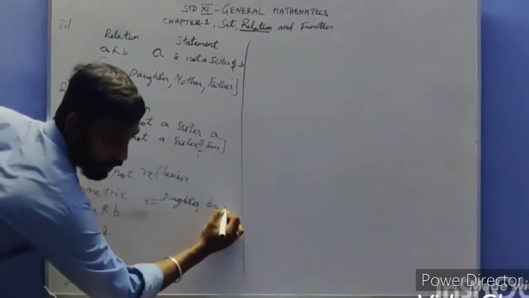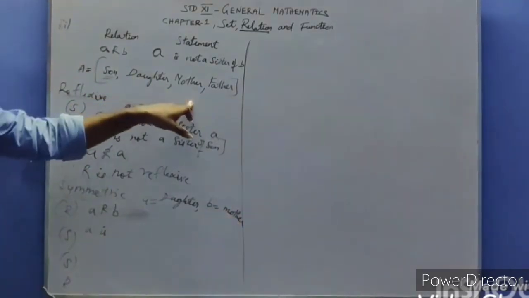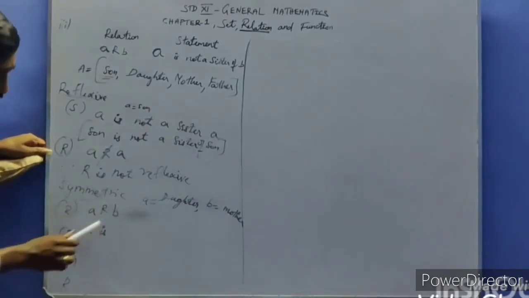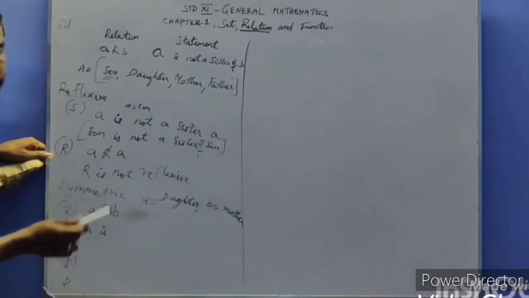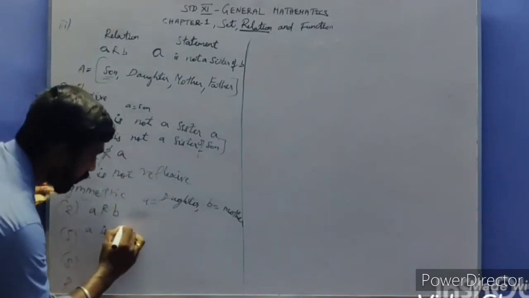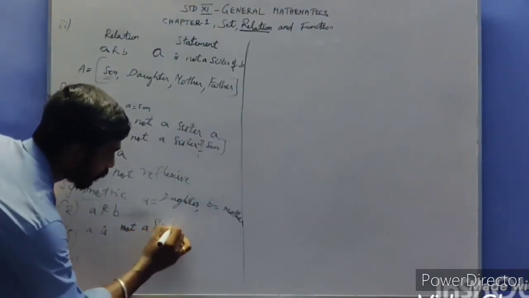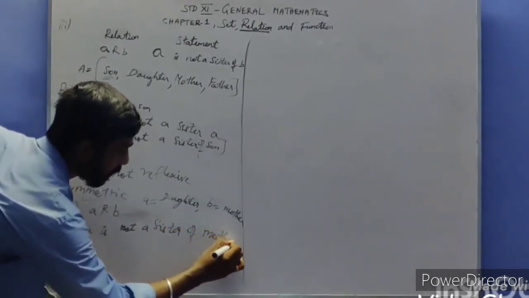B is equal to mother. Don't assume it like this. A is equal to daughter, B is equal to mother. This one is case 1. So here A is related to mother because A is not a sister of mother. Here that means daughter is not a sister of mother.